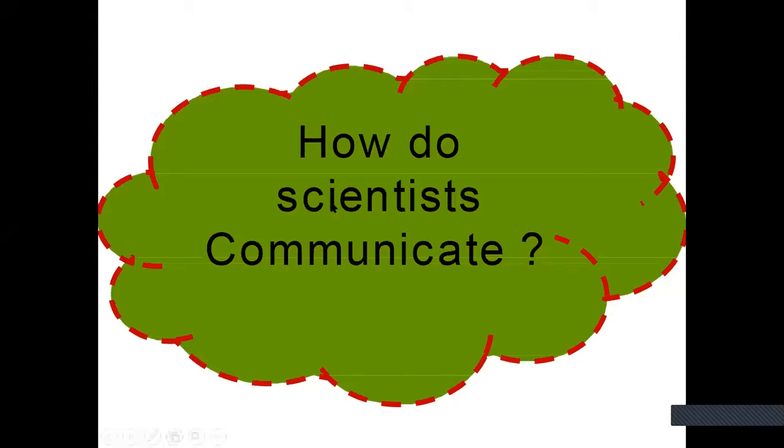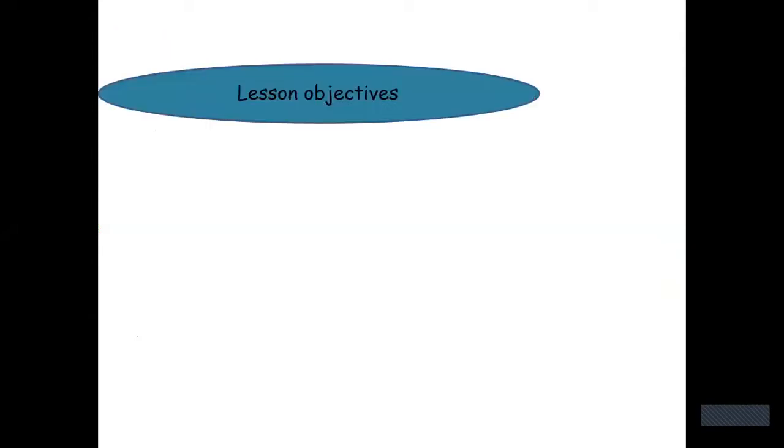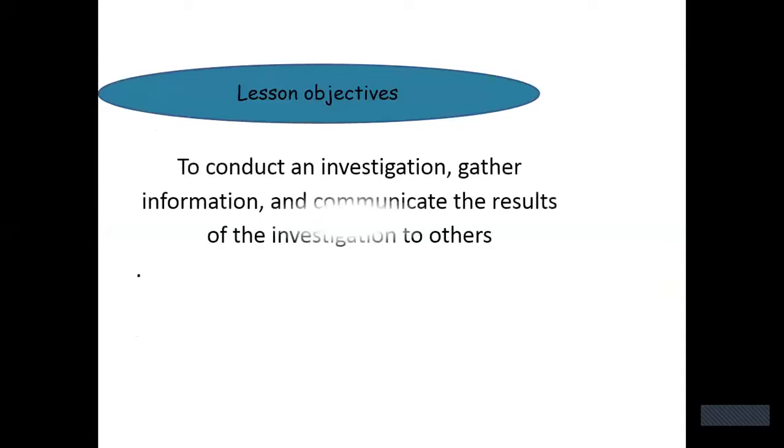Today we will complete our lesson, How do scientists communicate? Today is Sunday, 12 April 2020. All of you open your books and write the date, grade 3, pages 317, 318, 319. Lesson objectives: to conduct an investigation, gather information, and communicate the results of the investigation to others.